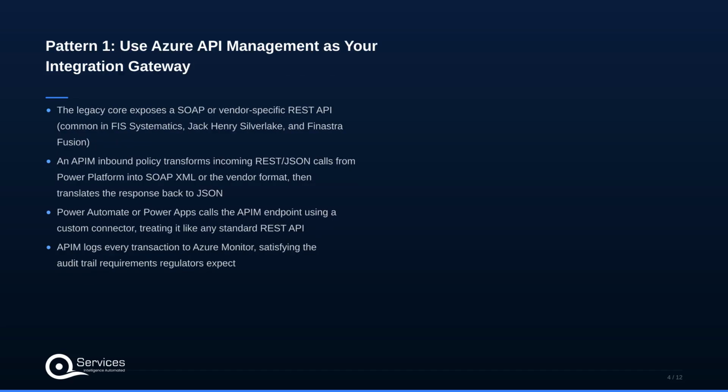Pattern 1. Use Azure API Management as your integration gateway. Azure API Management is the most reliable starting point for integrating Power Platform with legacy banking core systems when the legacy platform already exposes some kind of API surface, even if that surface is SOAP or a proprietary REST format.